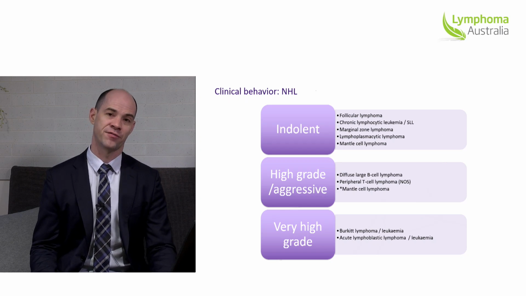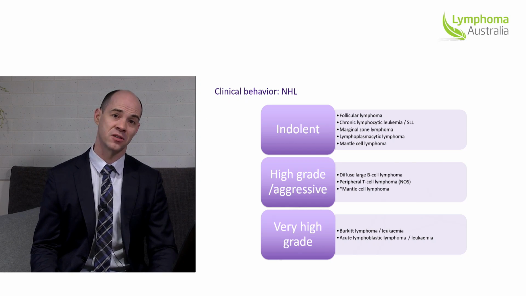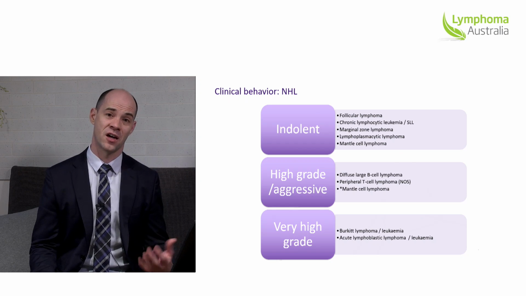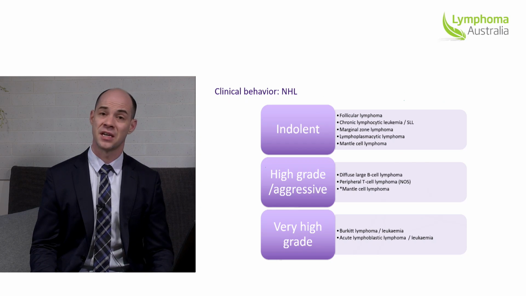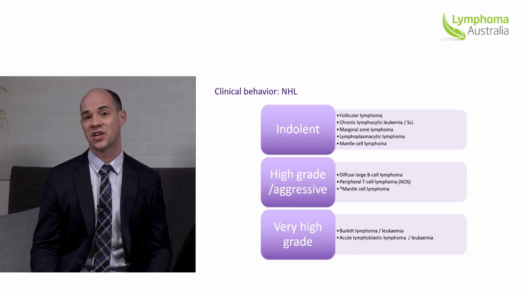The very high-grade lymphomas are limited to acute lymphoblastic leukemia, which is in fact a kind of lymphoma that can present potentially in the bone marrow or with a lump in the chest, and that can move very quickly over a matter of days and require urgent therapy.